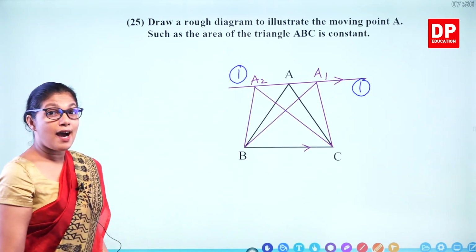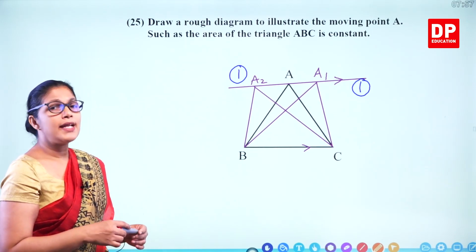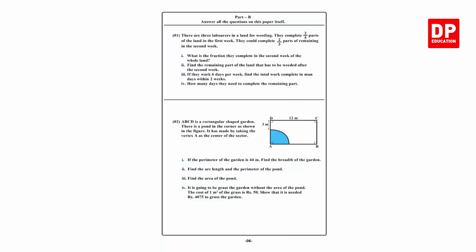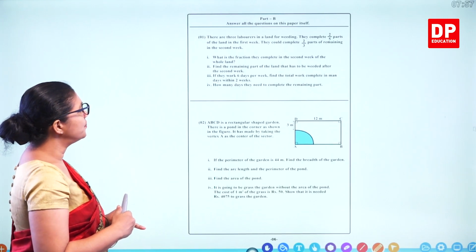This is the last question in part A. Now we'll look at part B questions. In part B you get 5 questions, and you have to answer all 5. So try 1 and 2.